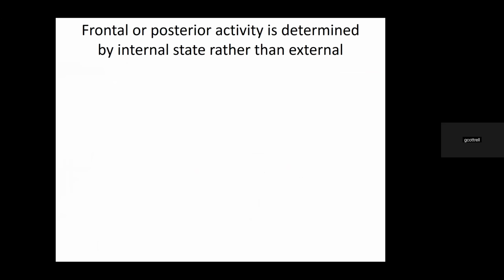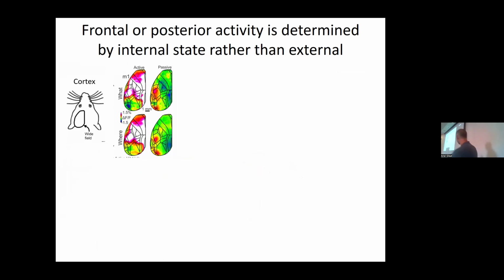How does the brain look? So let's look at cortex first. This is just activity maps, activation maps, delta F over F during the 4 cases. What's active versus what's passive?